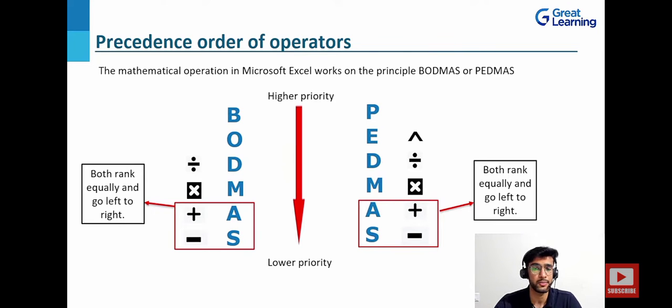So: parenthesis, exponential, division, multiplication, addition, and subtraction. That is, the priority goes from up. The upper one is the highest priority, and the lower one is the lowest priority, right?